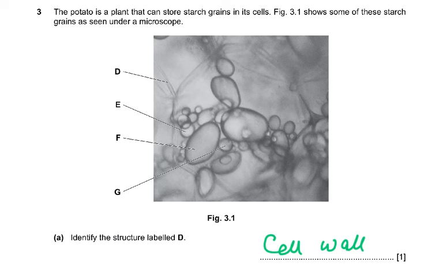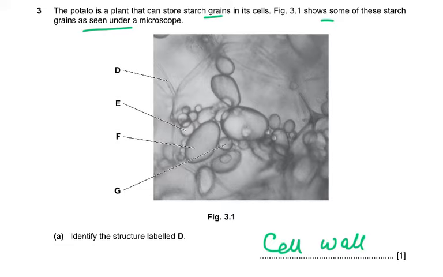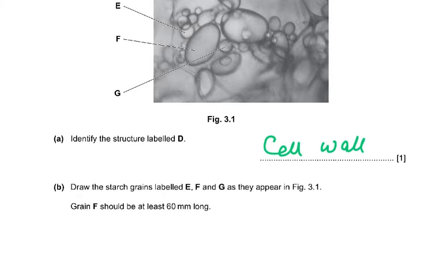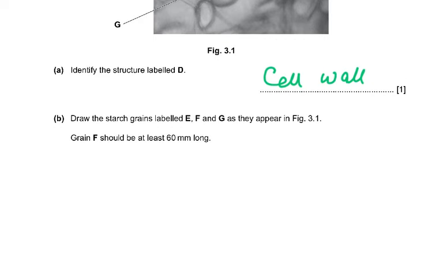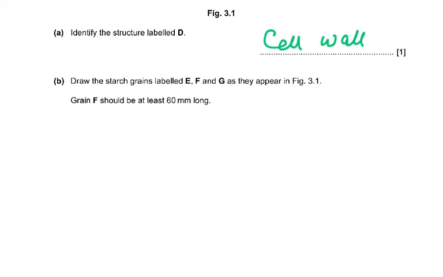Now coming to question number 3, the potato plant is a plant that stores starch grains in the cell. Show some of these starch grains as seen under the microscope. Identify the structure D. Now the structure D, as you can see, if it's a starch grain, then it has to be potato plant, it has to be the cell wall. Draw the starch grains labeled E, F, and G as they appear in figure 3.1. Grain F should be at least 60 millimeters long.